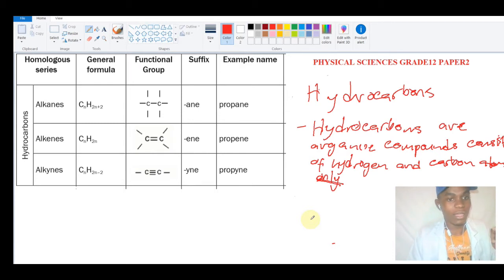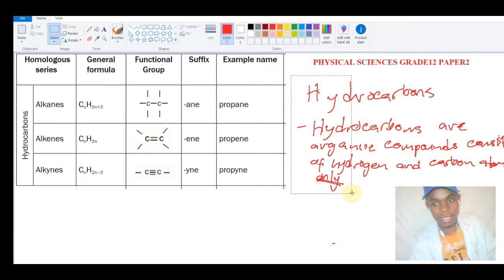So those are hydrocarbons. For example, here I've got a table of the hydrocarbons that we have here. We've got alkanes, alkenes, and alkynes. Those are hydrocarbons. And then you see from my wonderful table, I want us to name each and everything that we see here, so that we are very familiar with this, and then we can jump to the naming.